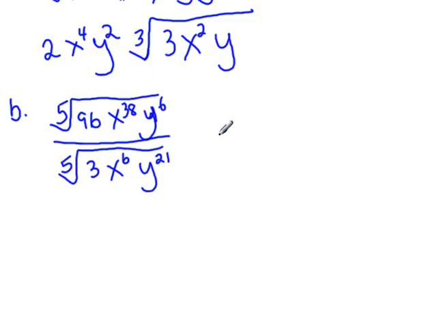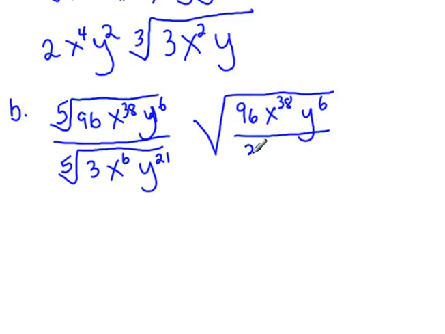Okay. B says the fifth root of 96 x to the 38th y to the 6th over the fifth root of 3x to the 6th y to the 21st. Well, I have 2 separate fifth root problems, so I'm going to combine them into one. That gives me 96 x to the 38 y to the 6th over 3x to the 6th y to the 21, and that was a fifth root. I combined them because this is divisible into 96, and of course the x's and the y's are as well.